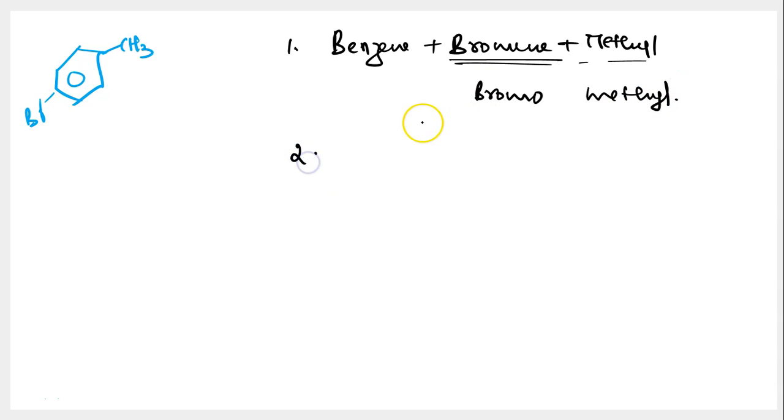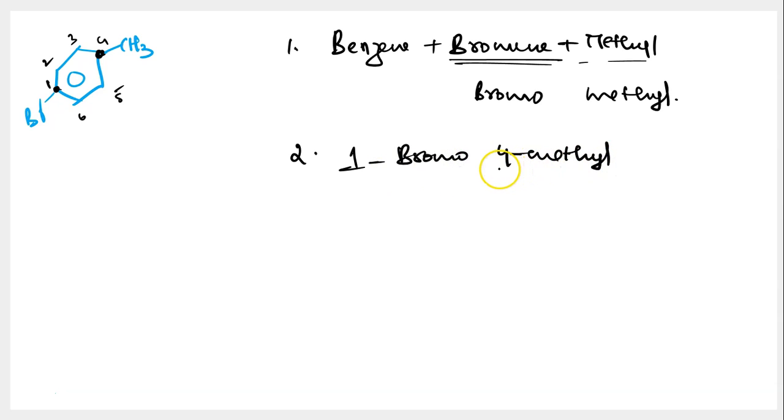And step 2. In step 2, I would have to talk about numbering. Bromine B comes first than methyl. So I'll start numbering from here. 1, 2, 3, 4, 5, 6. So it has to be 1 bromo followed by 4 methyl. And because both the substituents are not same, I can't write di, tri, tetra kind of prefixes over here. It has to remain as it is. I'll move to step 3.